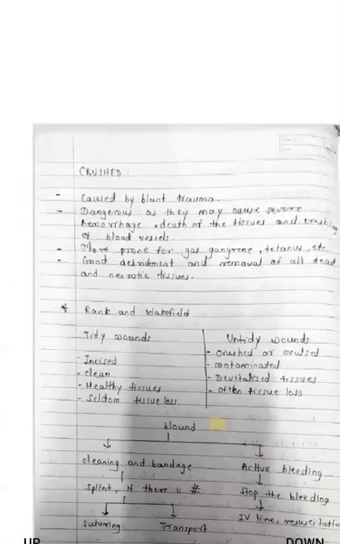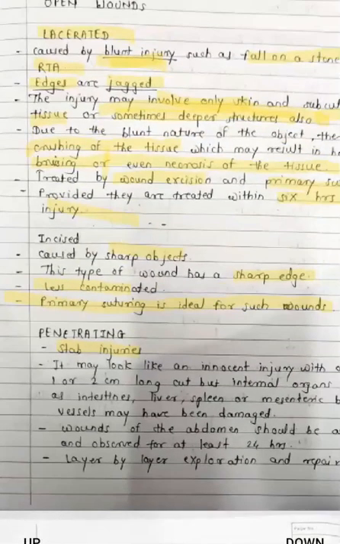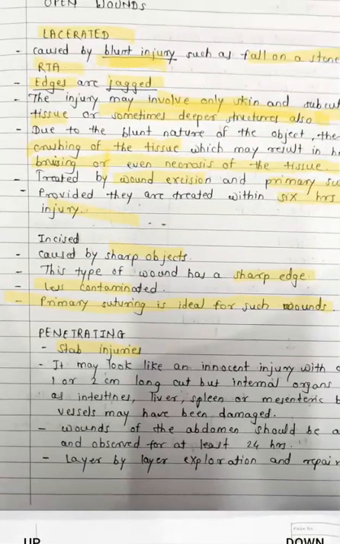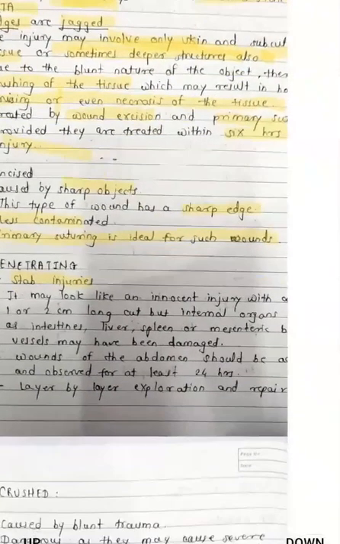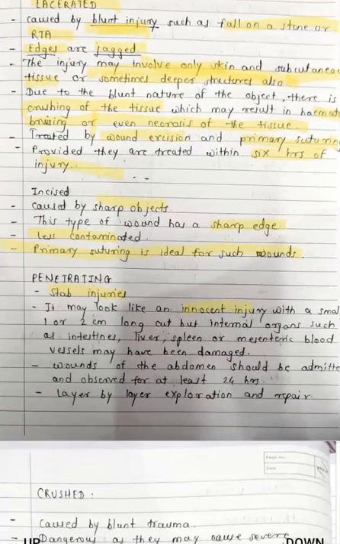Penetrating wounds are the same as incised wounds, but what is the difference between incised and penetrating wounds? In the penetrating wound, the depth of the injury is more as compared to incised wound. So there is a difference of depth. It may look like an innocent injury with a small 1 or 2 centimeter long cut, but internal organs such as intestine, liver, spleen, mesenteric blood vessels may have been damaged. So we may think it is not a deep injury, but it can affect deeper structures also.